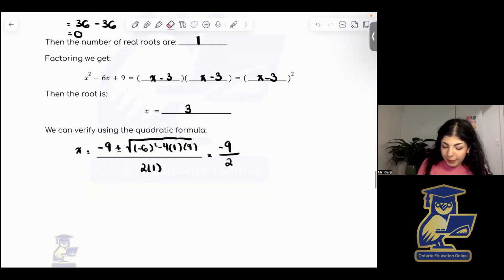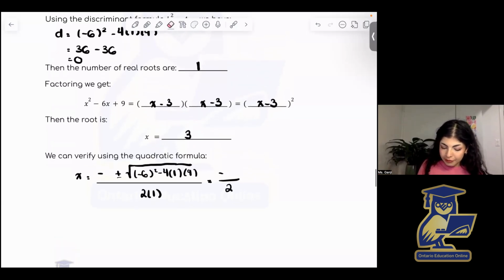Oh, I see my error. This should have been, sorry, negative b. So this should have been +6. Okay, perfect. There we go. And then we get 3. So that was a great way for me to check as well.